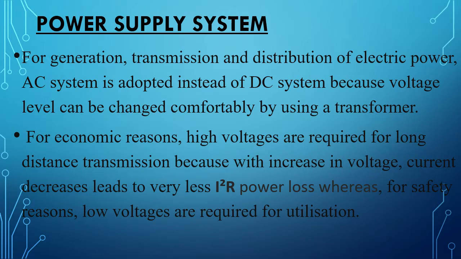Now let us take a look at the power supply system. For generation, transmission and distribution of electric power, AC system is adopted instead of DC system because voltage level can be changed comfortably by using a transformer. For economic reasons, high voltage is required for long distance transmission, because with increase in voltage the current decreases, which leads to very less I square R power loss, whereas for safety reasons low voltage is required for utilization.